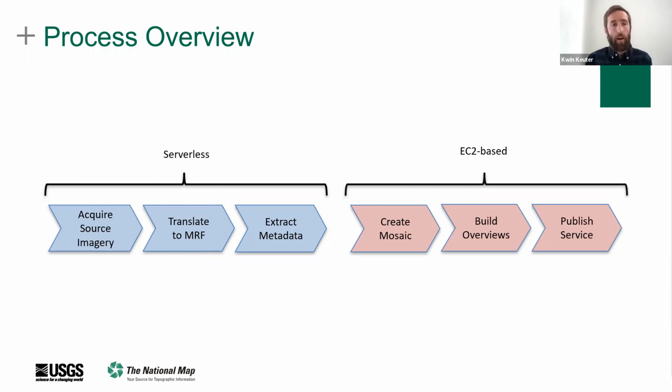So just a quick overview from the developer side, how this is built. Our first phase is serverless, and we'll talk about what that means. We have to first acquire the source imagery, and I'll talk about how we do that in a moment. Those source images are in a different format from what we ultimately want to use, so we have to translate them to MRF using GDAL. We extract some metadata, and then the second half is where we actually put all that data together and publish it as a service. And right now we do all that in the cloud, but we rely on EC2 instances.